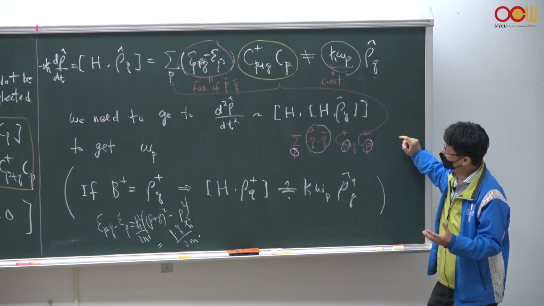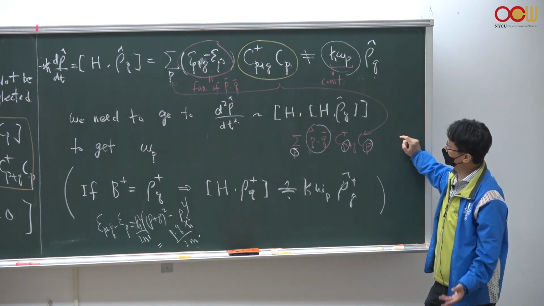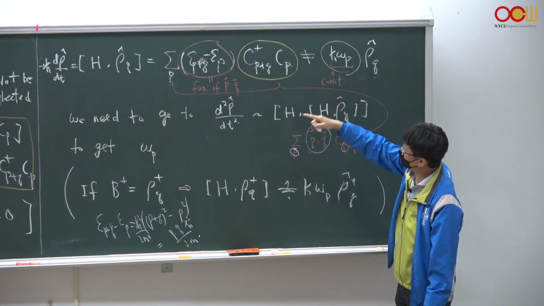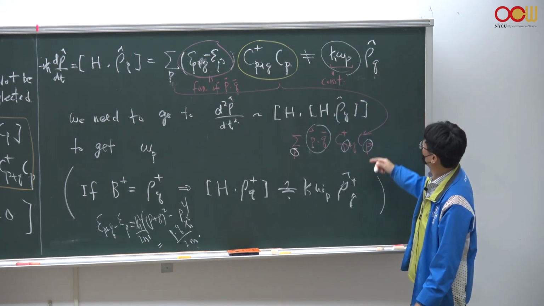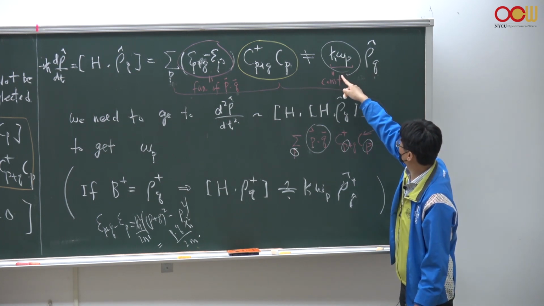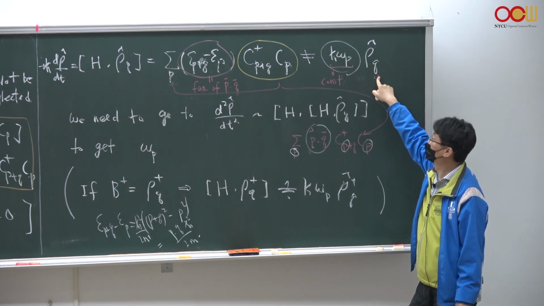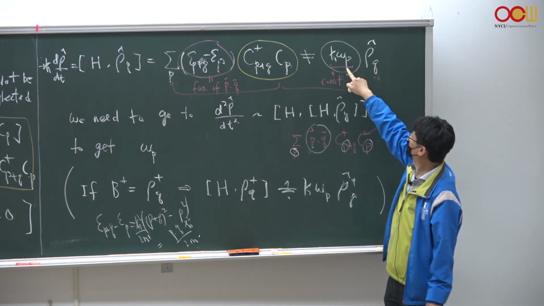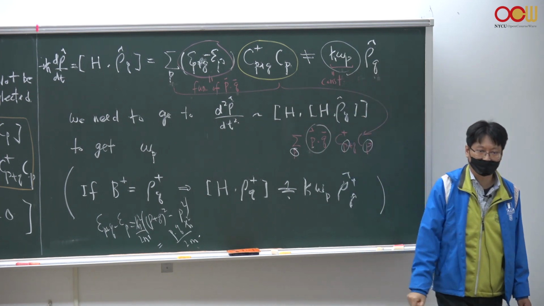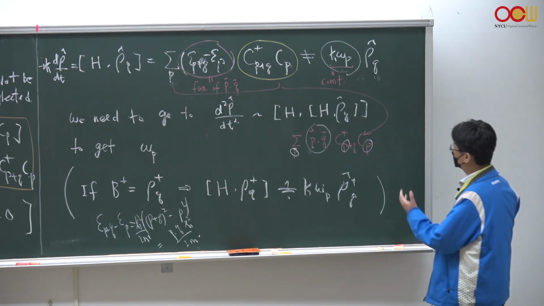So to get the oscillation frequency, what we need to show is that after this commutator evaluation, you get a constant prefactor multiplied by the density operator itself. And if we can show that, then this constant is certainly related to the oscillation frequency. But unfortunately, it is not.